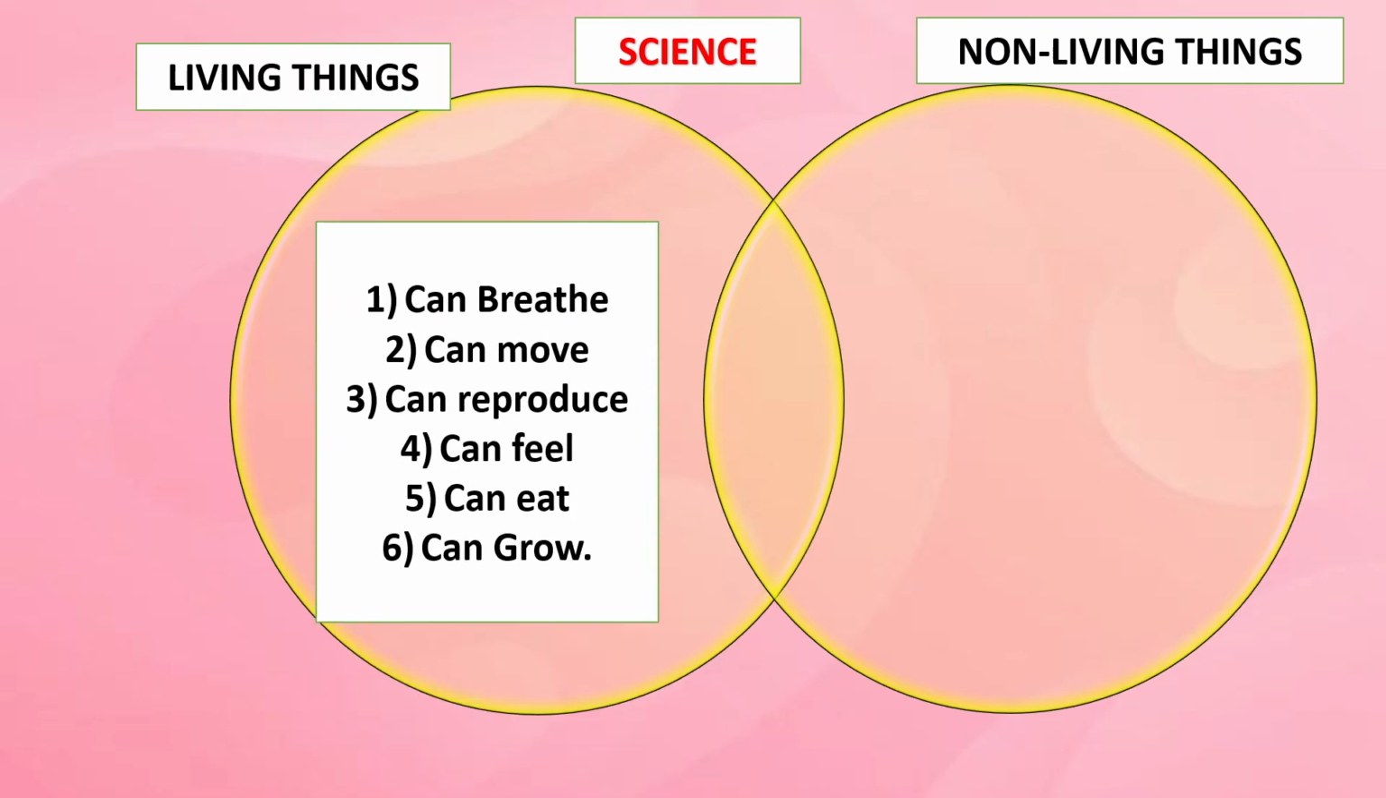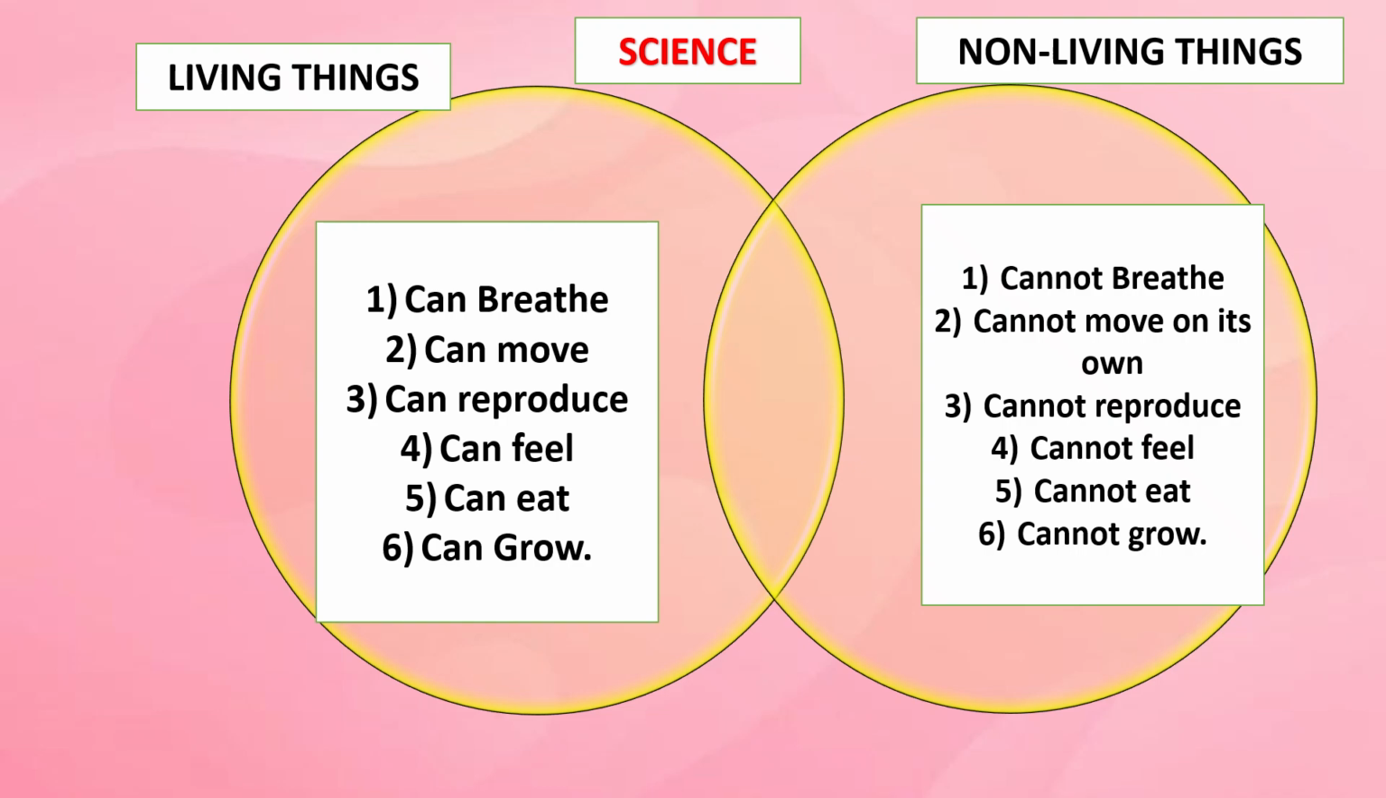So what are the characteristics? A living thing can breathe, move, reproduce, feel, eat, and grow. Six points. Non-living things cannot breathe, cannot move on their own, cannot reproduce, cannot feel, cannot eat, cannot grow.